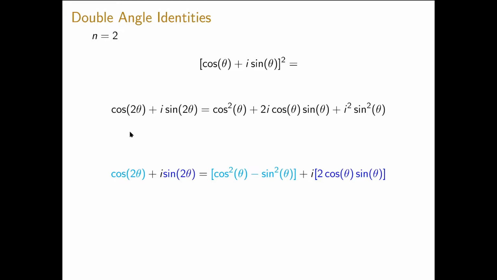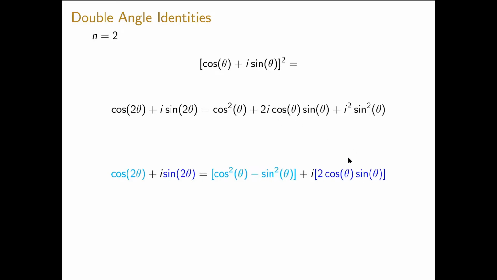If I simplify this a little bit more, I see that on the left, in cyan, I have the real part, which is cosine 2 theta, and in blue, I have i sine 2 theta, where sine 2 theta is the imaginary part. On the right side, cosine squared theta minus sine squared theta, because that i squared becomes a -1, is the real part, and plus i times 2 cosine theta sine theta, which was right here, is the imaginary part.